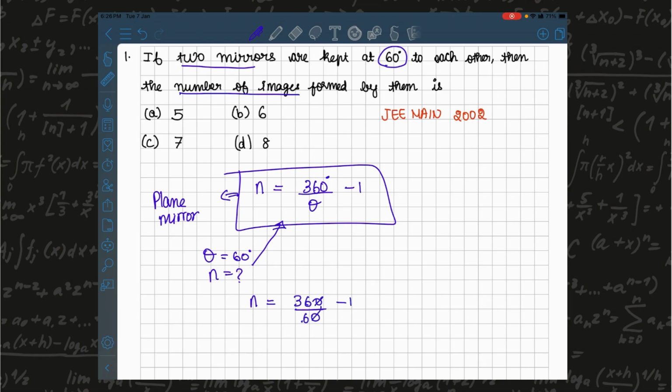Gets cancelled out and this is 6 times. So n is equal to 6 minus 1, which implies n is equal to 5. So the answer for this one is option A, 5. That was easy, right? So we have a similar kind of question coming up next.